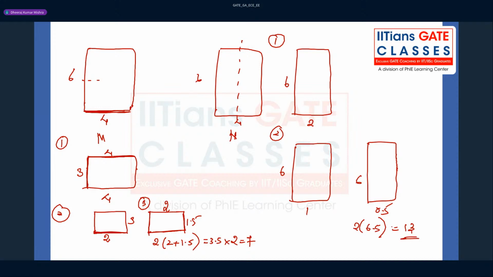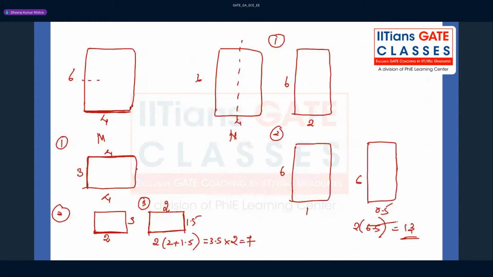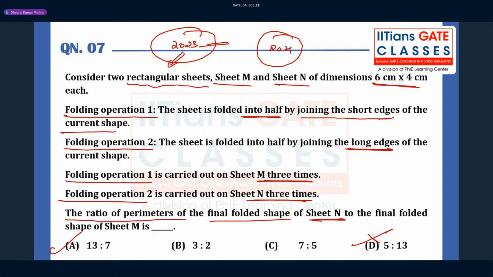So what is the ratio? 7 is to 13. Sorry, this is not the correct one. What they are asking is, you have to read the question also. The ratio of the perimeter of the final folded sheet n. Sheet n का क्या perimeter है guys? देखो 13 है, right? And इसका 7. So the answer will be A.